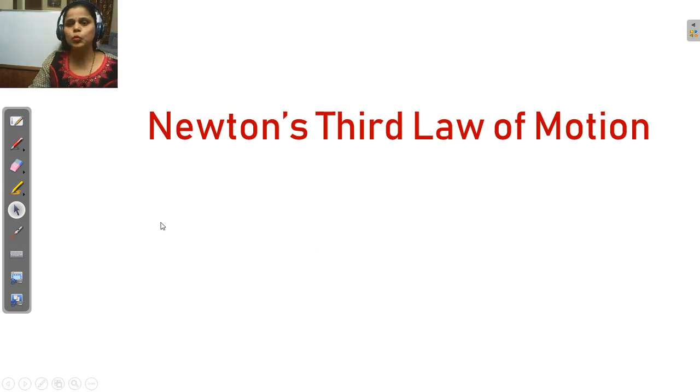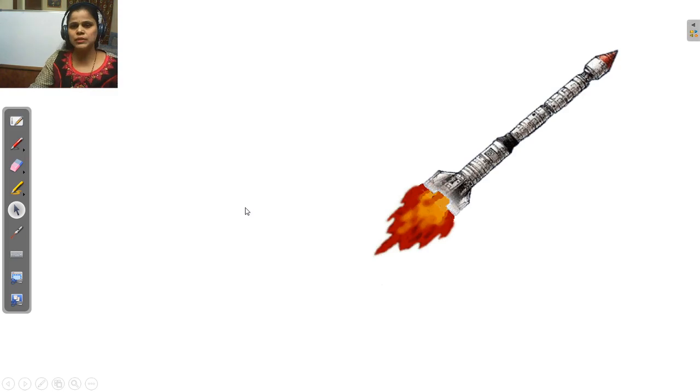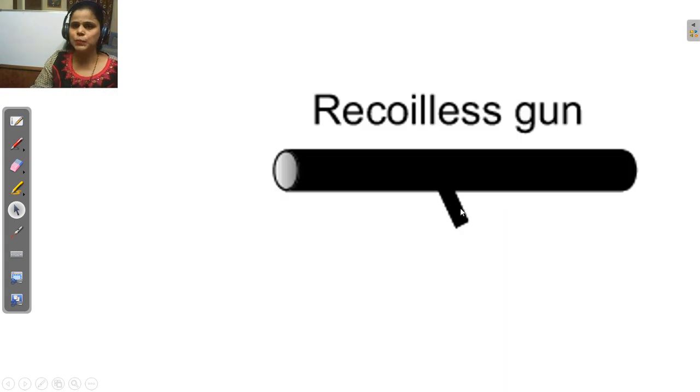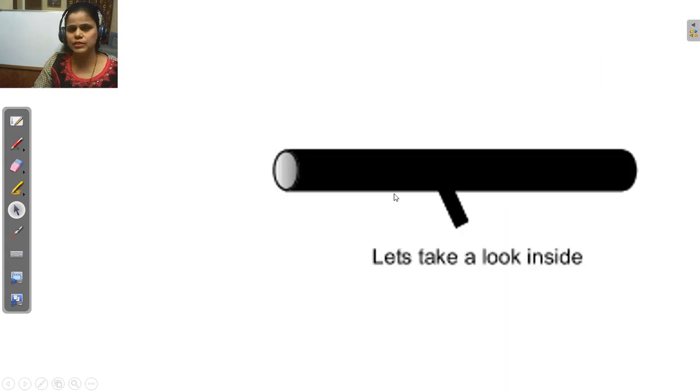Then next is Newton's third law of motion. Just observe this picture. This is a rocket. The next picture, this is a recoil gun.